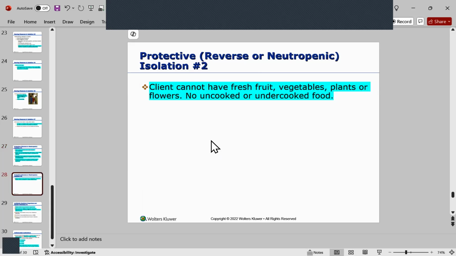And with these clients that are in reverse isolation or neutropenic precautions, no fresh fruit, no fresh vegetables, no plants, no live flowers, and no uncooked or undercooked food. So what does that mean? No sushi, because that's not cooked. They cannot have a salad because that would be fruits and vegetables, plants. Anything that's undercooked, for example, eggs sunny side up or a soft boiled egg. No, no, no. Hard boiled egg. Yes, yes, yes. Okay.